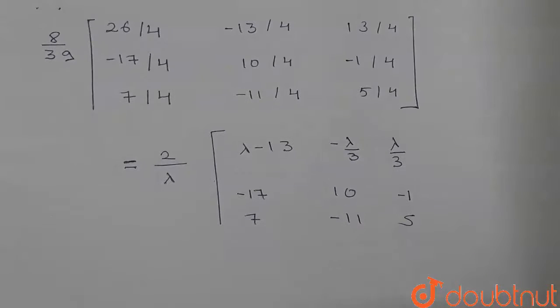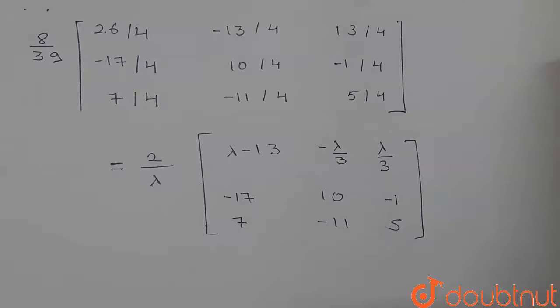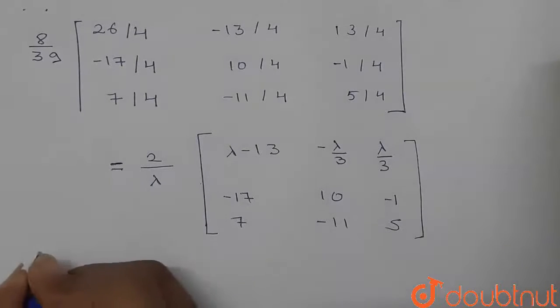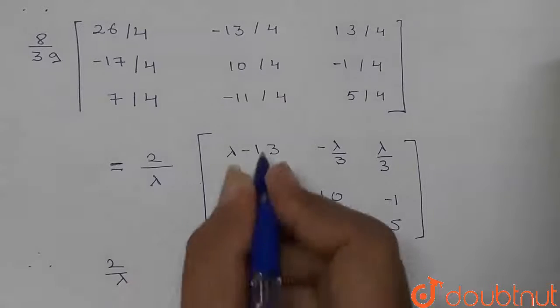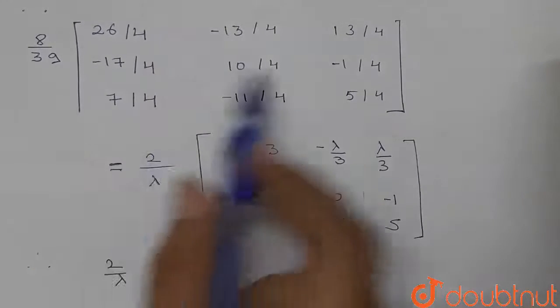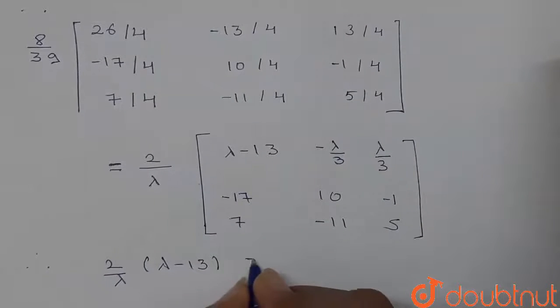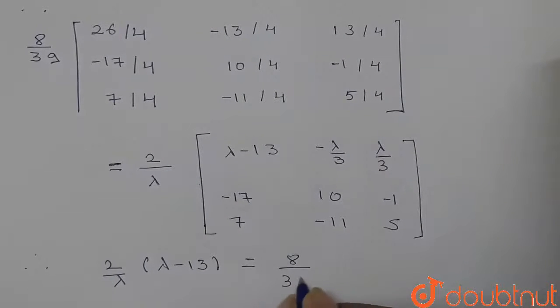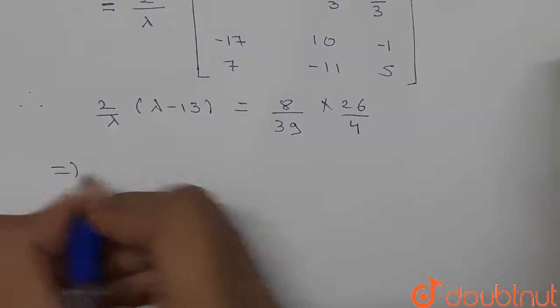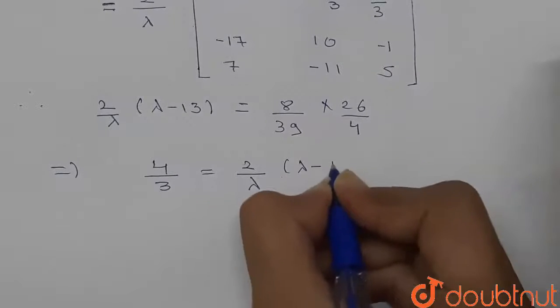On equating these two matrices, what can we say about lambda? On comparing, because 2 by lambda is a scalar, it is multiplied by each of the elements. So 2 by lambda into lambda minus 13 will correspond to the matching term, that is 8 upon 39 into 26 by 4. On solving this, we get 4 by 3 equal to 2 by lambda into lambda minus 13.